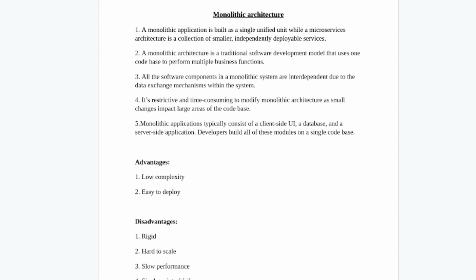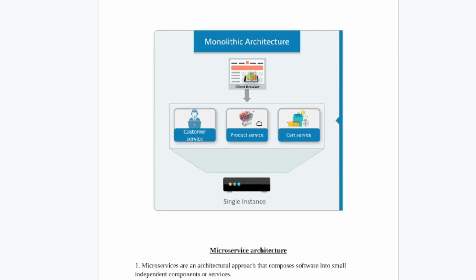Our application also follows a monolithic architecture. It is a traditional software development model which uses one code base to perform various business functions. All these components in a monolithic system are interdependent. If you make any change here, to release this particular feature, you need to release the entire application. You cannot release this particular functionality without affecting the rest. It impacts the entire code base.